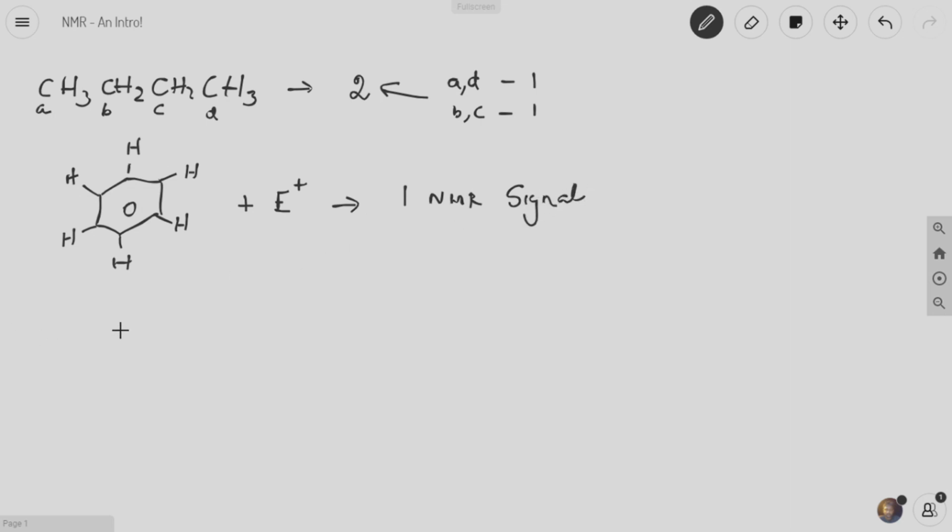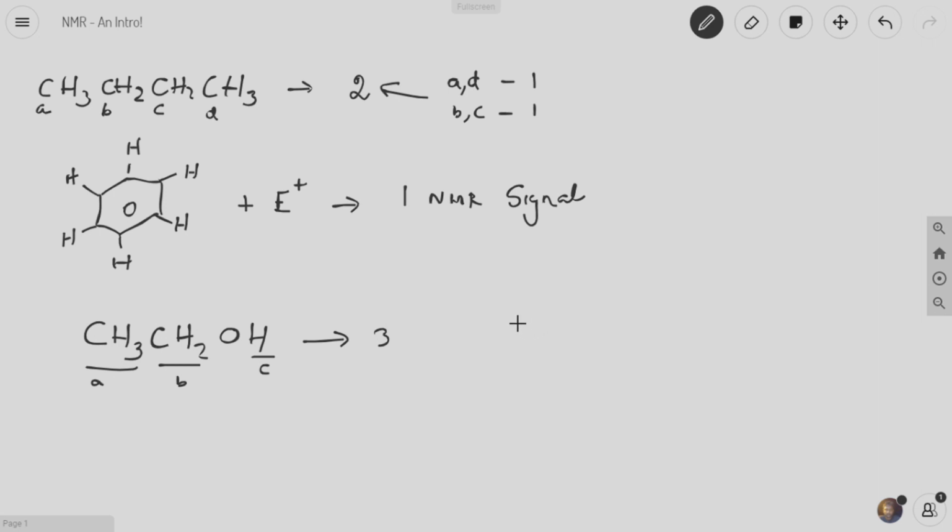So we can extend the same to CH3, CH2, OH. What could be the number of signals in this case? So this carbon atom A is different from this, and this is different from the rest of the hydrogens. So totally we get 3 signals for ethanol.